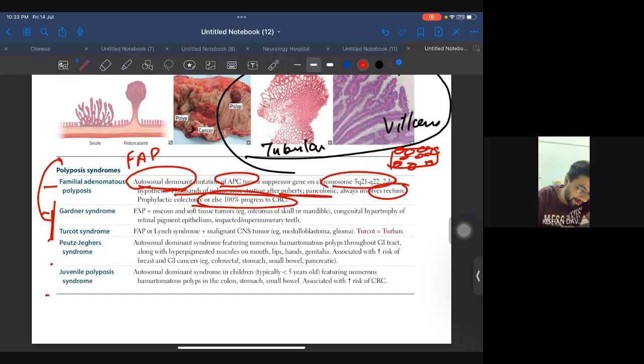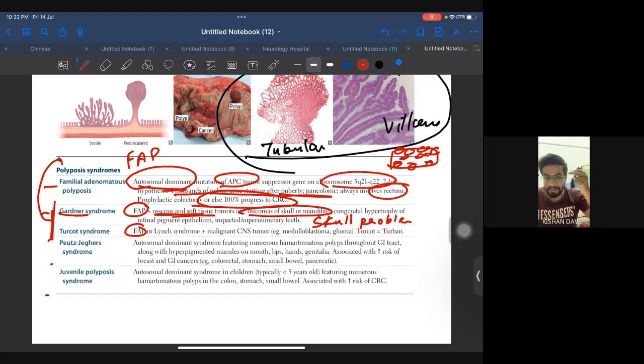Now what is there in Gardner syndrome? They have given FAP, so FAP is there. Along with that there will be a skull problem, osteoma of the skull or mandible. There is no brain problem, it is the skull or bone problem, so don't confuse this. Congenital hypertrophy of retinal pigment epithelium, supernumerary teeth, all these are important for Gardner.